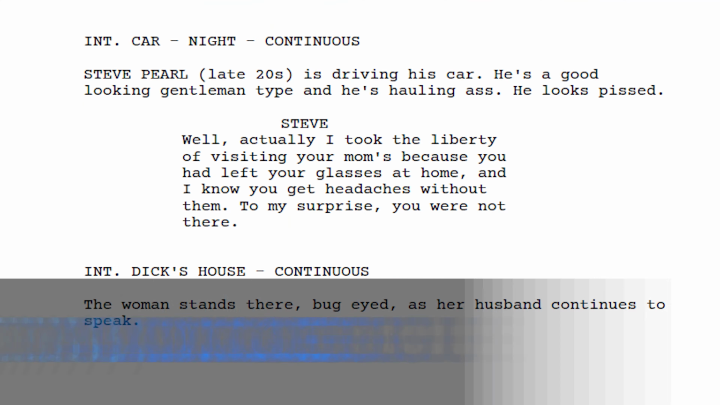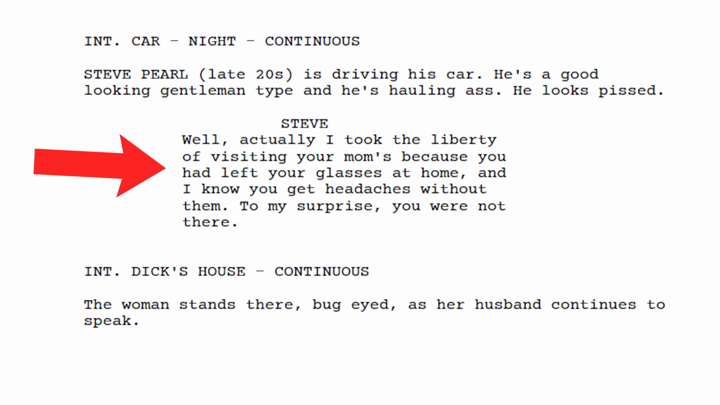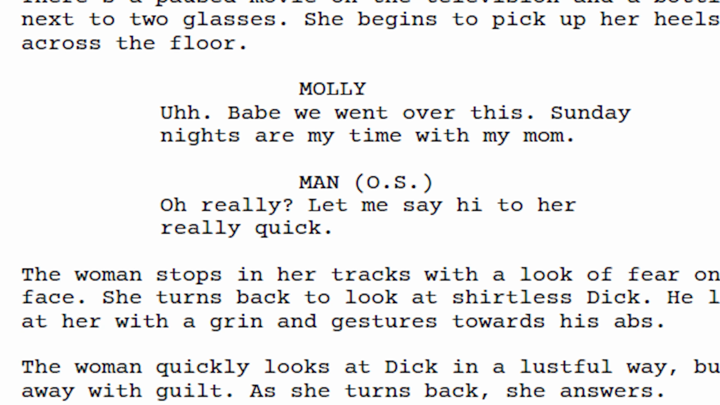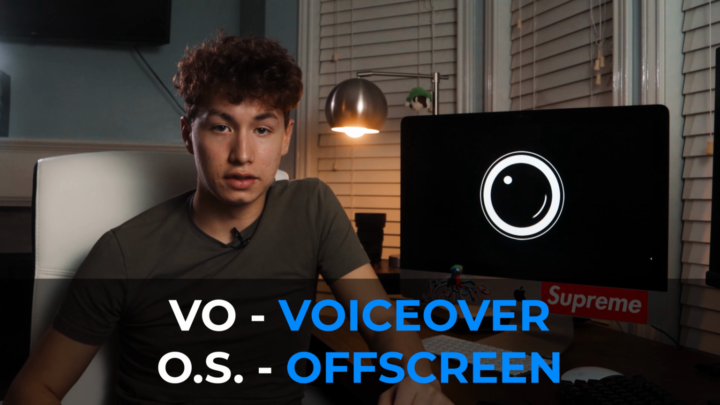The third term is dialogue. The dialogue is in the center of a script between action lines. Keep in mind, digital script tools such as WriterDuet and Celtx do this automatically when you begin typing your dialogue. Above a character's line would be their name in all caps, and in some cases, a parenthetical, such as VO or voiceover, and OS or off screen. They help indicate where the character is saying their line during a scene. For example, if a character is narrating, then you type VO or voiceover next to the character's name.